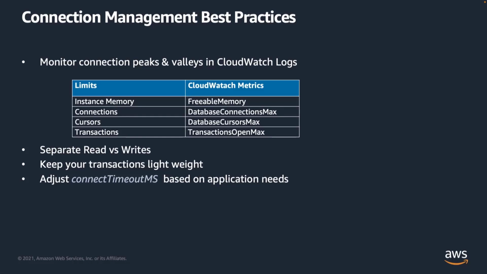Amazon DocumentDB allows you to monitor the maximum number of open connections on every instance using a special metric called database connections max. We will monitor this when we run our load test today using Artillery. Similarly, for cursors and transactions, we'll have database cursors max and transactions open max.